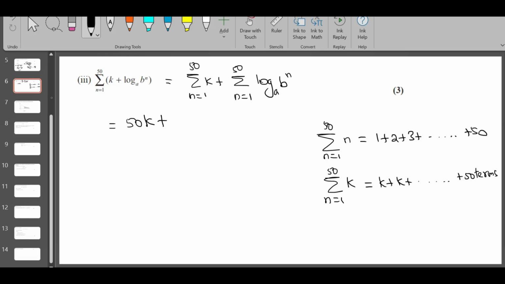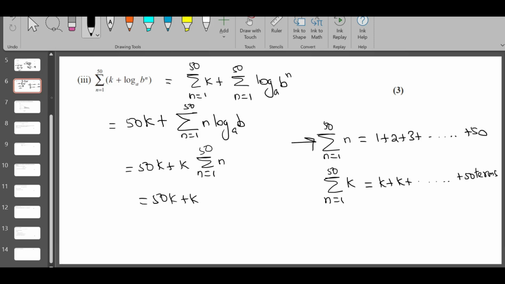For the second one, you need to write it as sigma. You can put the power here, n log b to the base a. We know log b is k, right? So you can write it as 50k. You can keep k outside, sigma n. So it's same like this. So 50k plus k times 1 plus 2 plus 3 plus etc. plus 50.